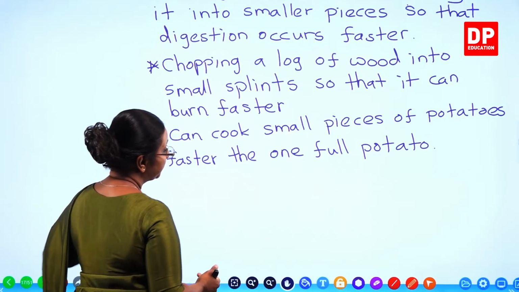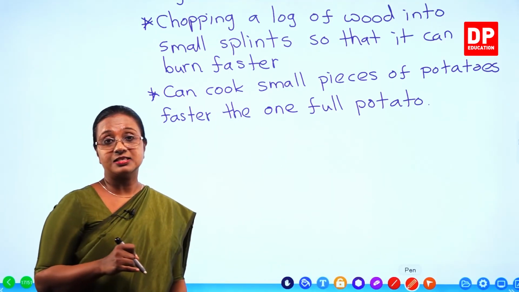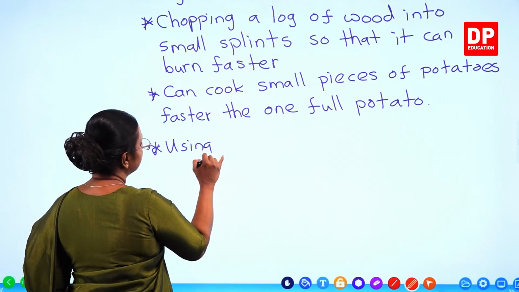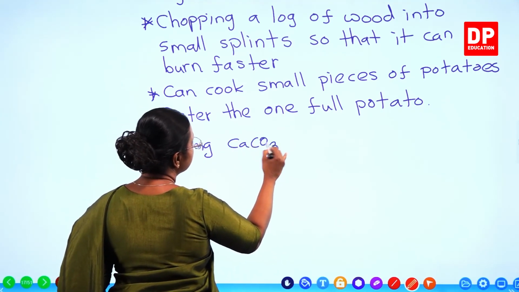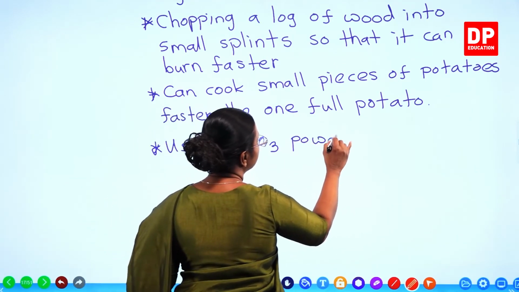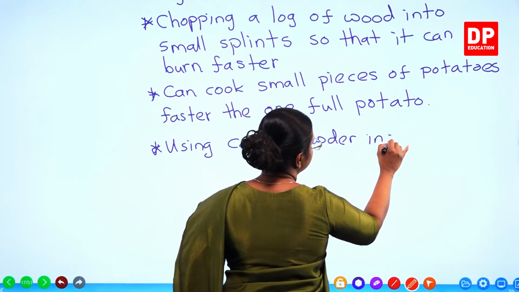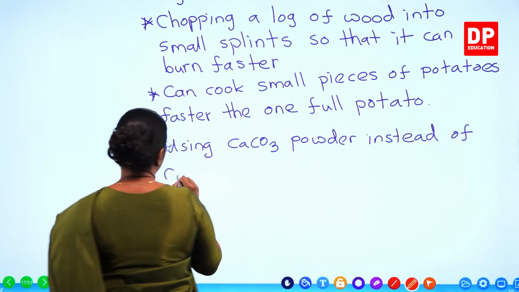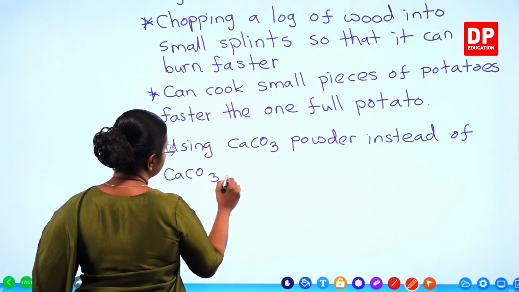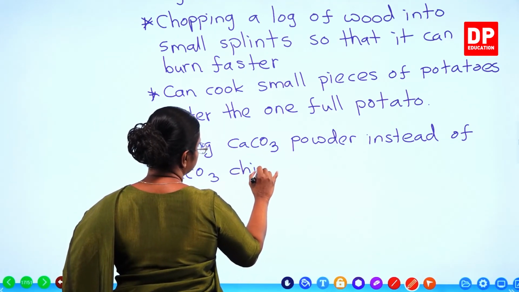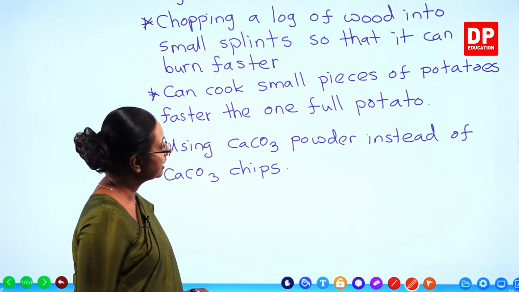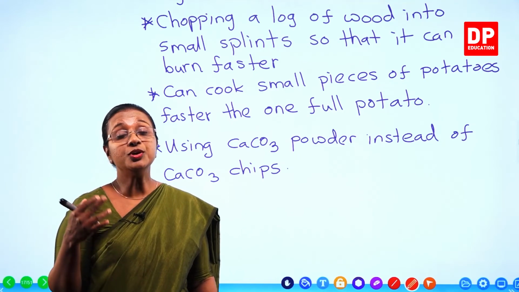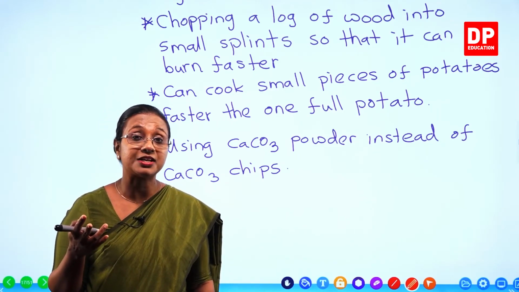Then what else? Now the activity we just discussed. Using calcium carbonate powder instead of calcium carbonate chips. So that is another one. But this of course we usually use it in the lab. At home also you can think of many other reactions like that.